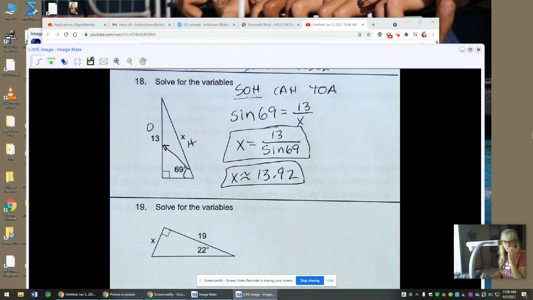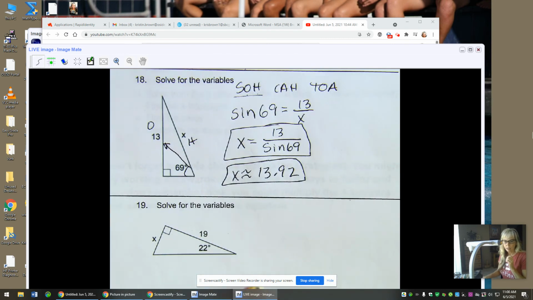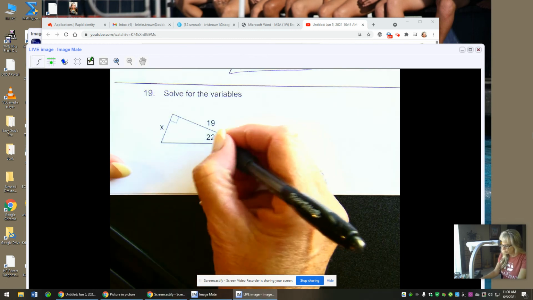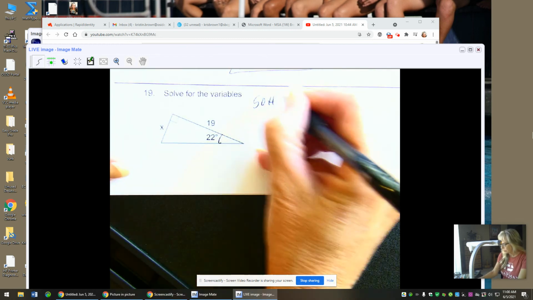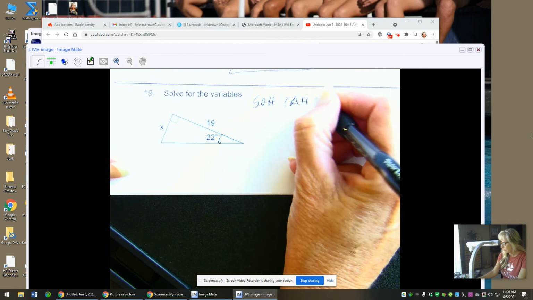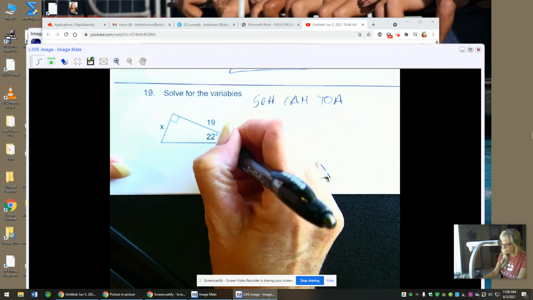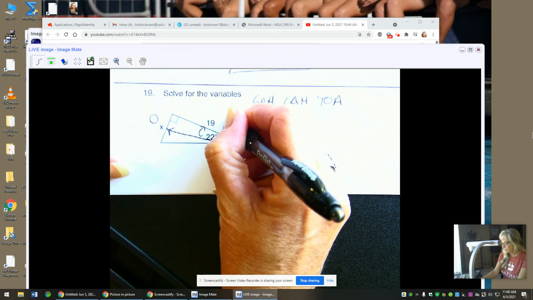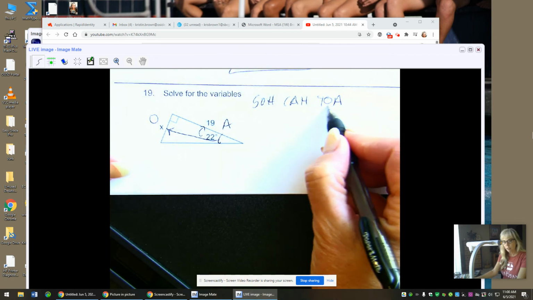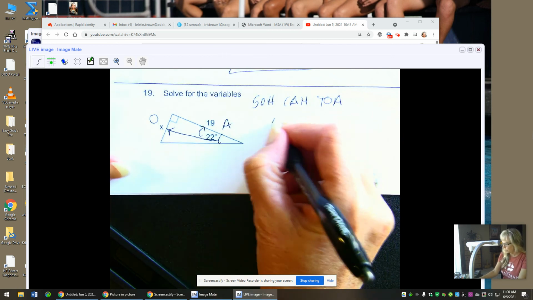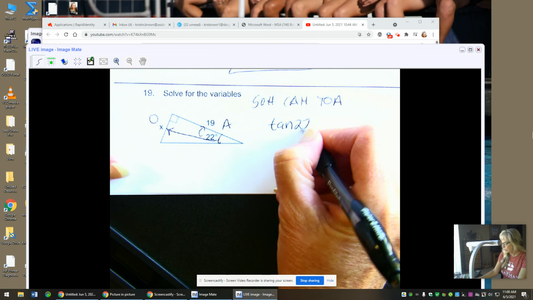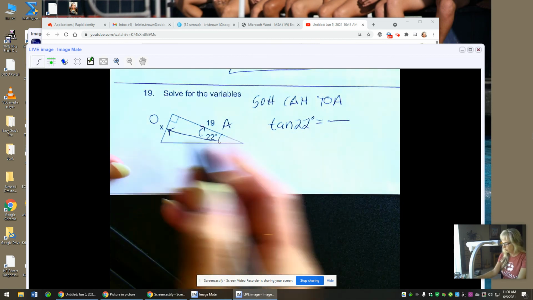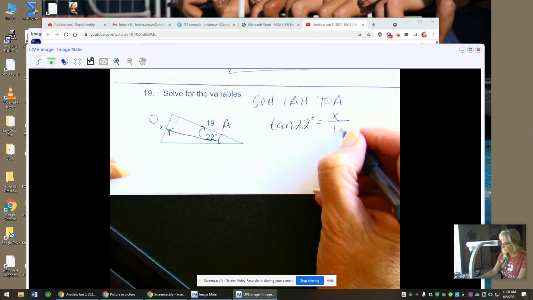That's 18. Number 19, another trig. Let's hope it's not another division, just to mix it up a little. SOHCAHTOA. We have opposite. Ooh, this is fun. Adjacent. That's tangent: opposite over adjacent. Trig function is tangent times the angle equals the ratio. Good. Opposite variable on top over adjacent.